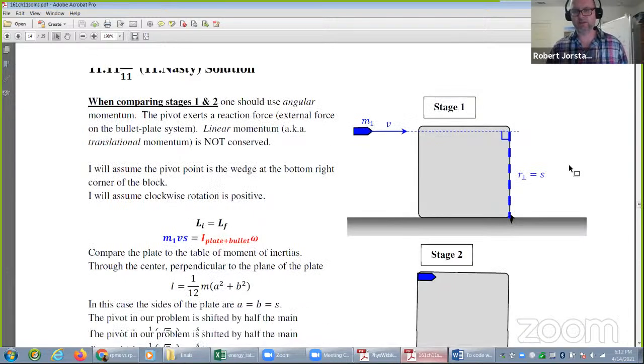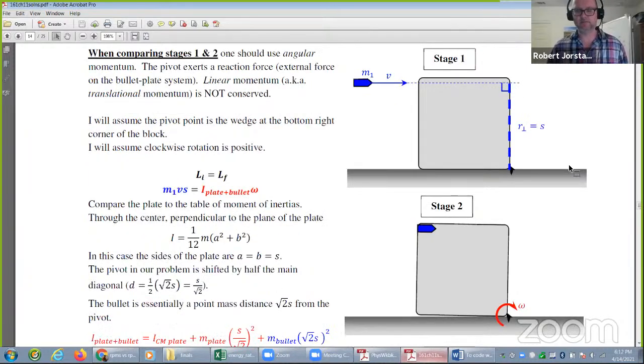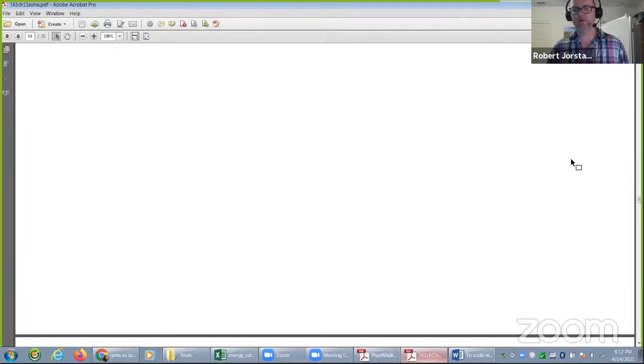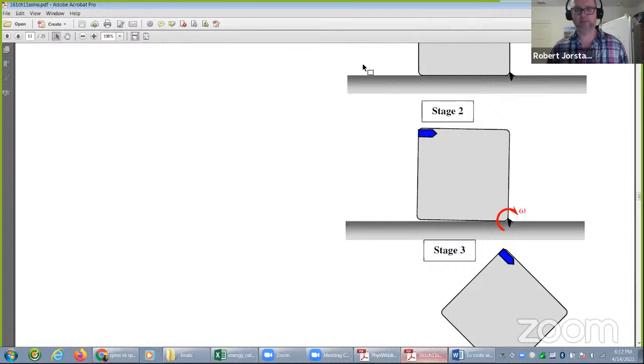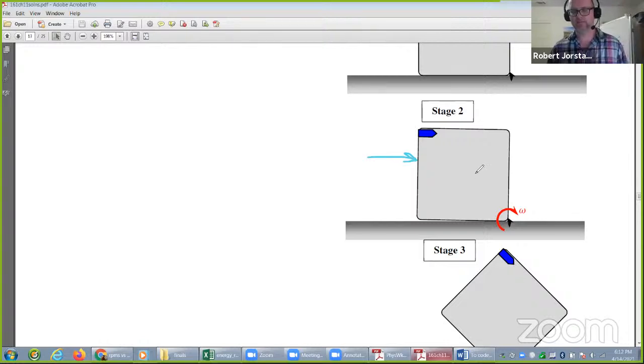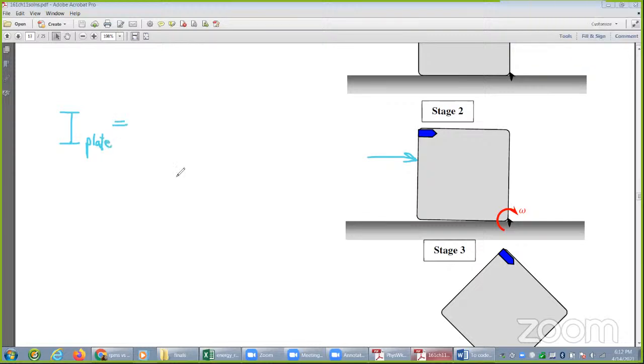There's our R perpendicular. There's our omega. Oh, shoot. What's the moment of inertia of that plate? That's one more piece that I think we should figure out. What's the moment of inertia of the plate? Just the plate. Forget about the bullet. Tell me the moment of inertia of the plate. Maybe the 1/12 m.